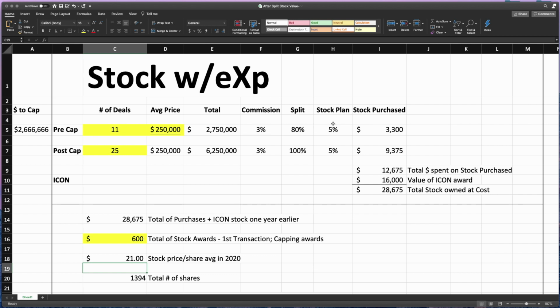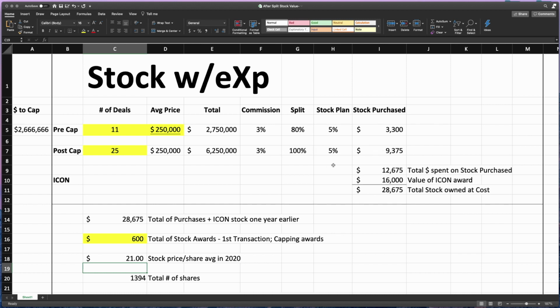Now the stock calculator calculates the value, or how much money they've spent in that direct purchase, up until they cap. Once they cap, they're at 100% commission. Now they're earning more. So this agent did 25 transactions after the cap. This is what they would do. You can see here 6.2 million, 3%.